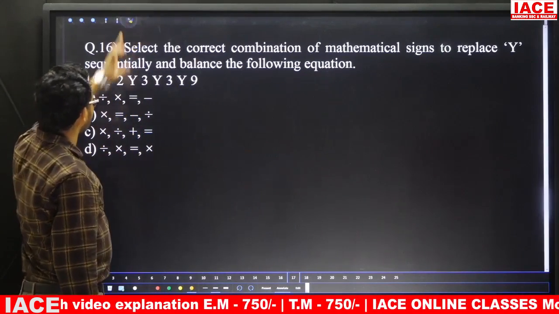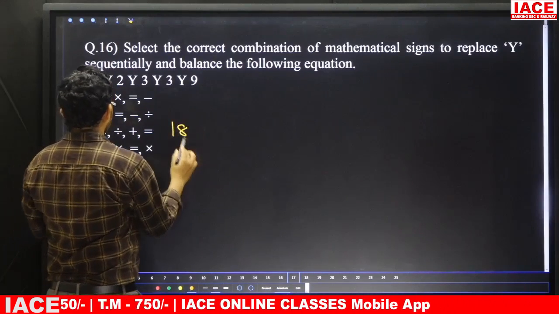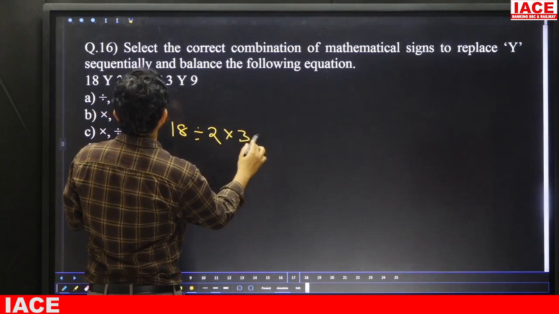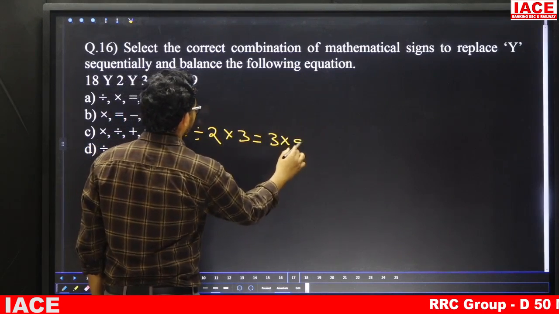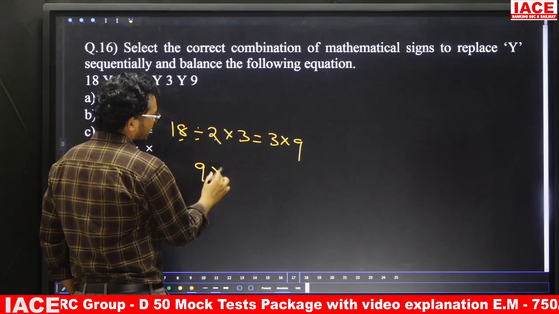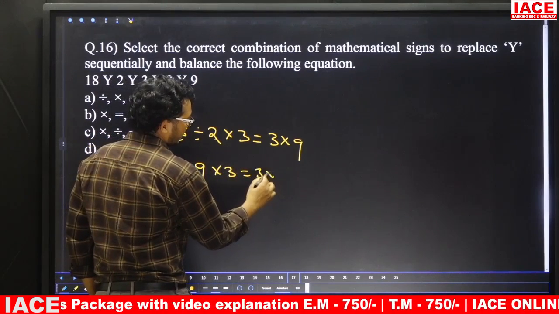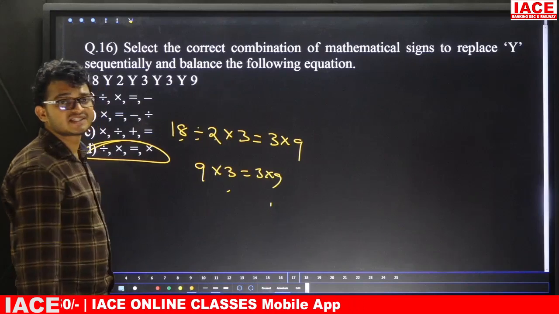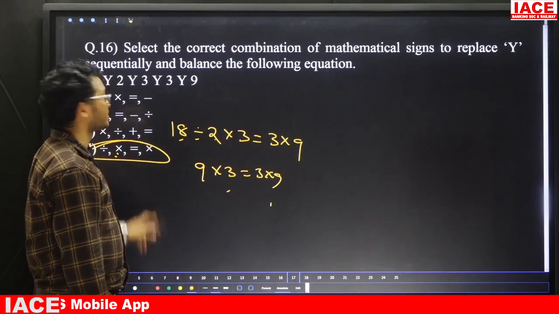Friends, once observe here option D. 18 divided by 2. Next one into 3 equal to 3 into 9. Friends, take this one, what is it? 18 by 2 means what? This one is what? Here 9. 9 into 3 equal to 3 into 9. Yes. 27 equal to 27. That means by substituting option D, we are getting LHS equal to RHS. So answer is what? Option D.